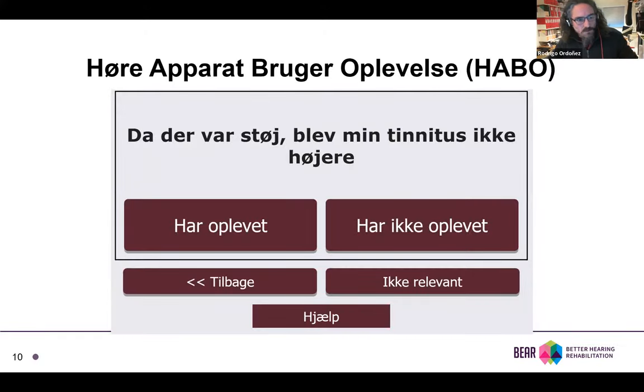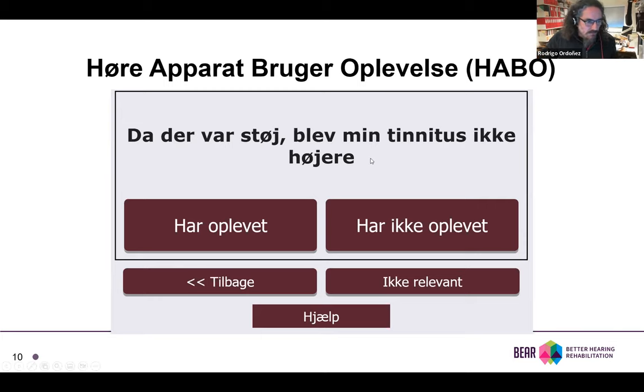So our approach was to develop a web application that you can see here on the screen, called the HABO system. So Høreapparat Bruger Oplevelse in Danish, so hearing aid user experience. HABO sounds nice, so that's why we kept it actually.